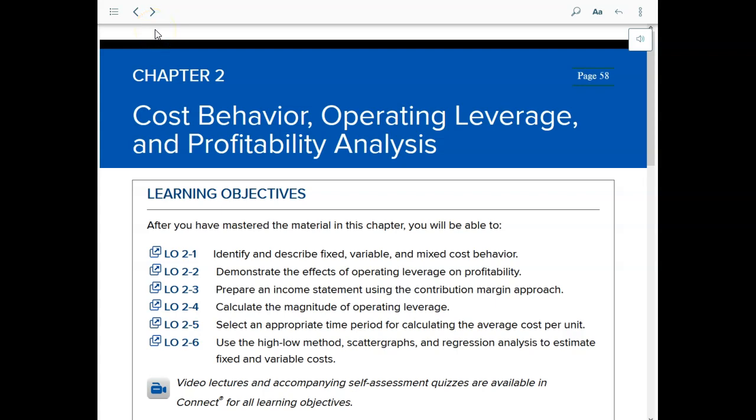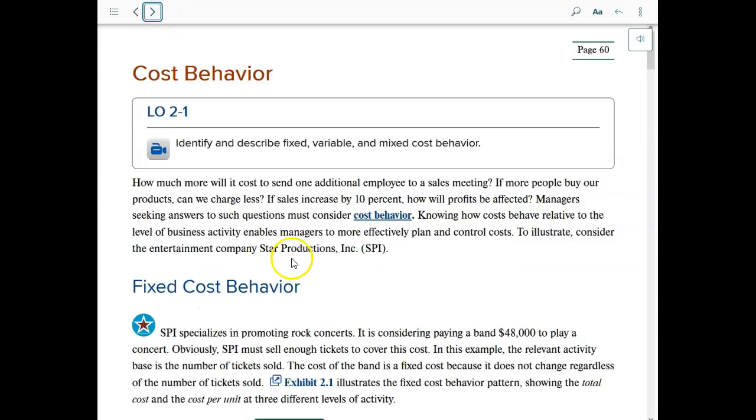Hello class. In this video we're going to cover chapter 2 that discusses cost behavior, operating leverage, and profitability analysis. Let's get started. On the next page, let's talk about cost behavior. Now, cost behavior is how the cost actually behaves as to some level of activity. And so you can see we will discuss fixed cost, and then variable cost, and then mixed cost.